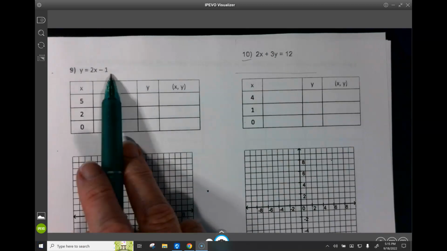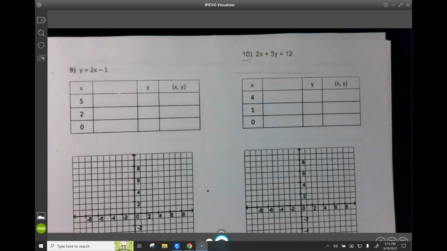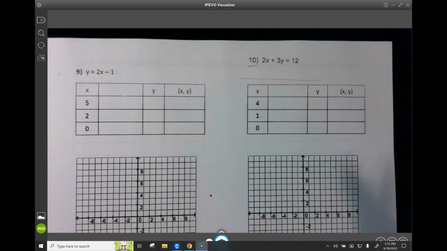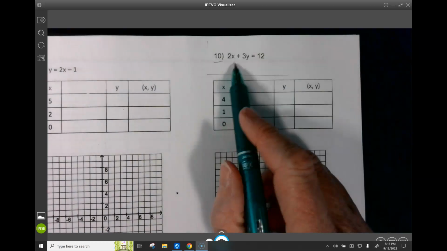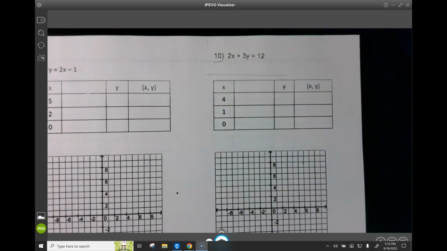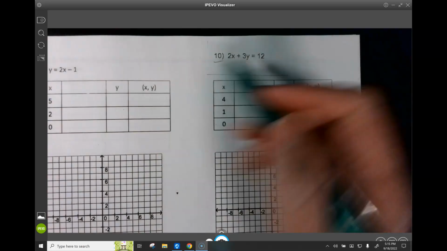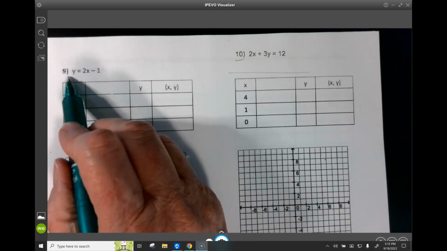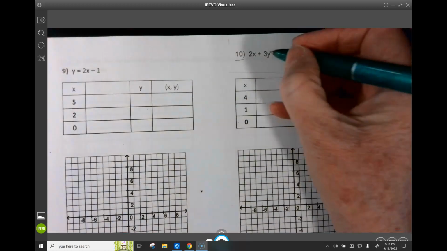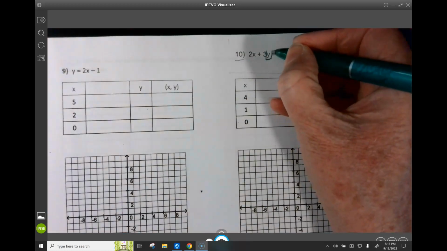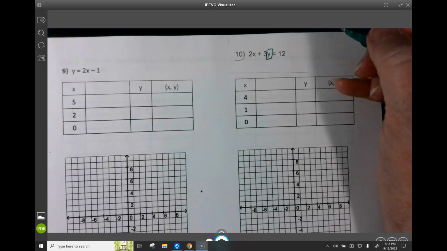So number 9 is one that you're going to finish up when you do your homework. So we'll do some of these as notes, and some of them will be as homework. Okay, but number 10 is just a little bit different. With number 10, notice with number 9, we have y by itself. So we want to get y by itself. Now this should look familiar. Remember when we wanted to do that? We want to get y by itself.